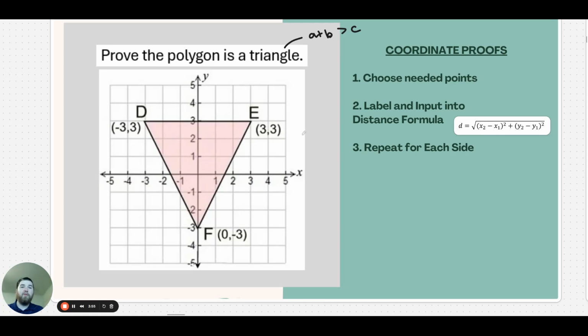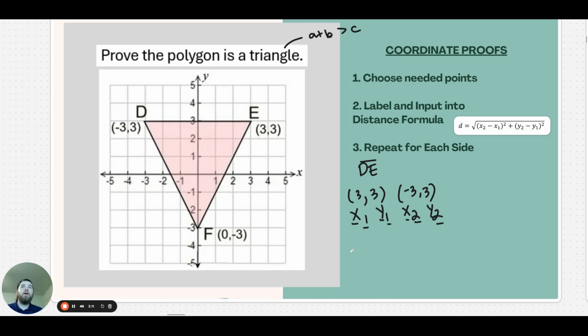I'm going to take it one step further and prove what type of triangle this is. The first thing we want to do is choose our needed points. Let's take a look at DE. We're going to choose our points: E is (3, 3) and D is (-3, 3). I'm going to label them and put them into my distance formula. So that's my first x, this is my second x, this is my first y, and this is my second y. It doesn't matter what order, as long as the numbers are consistent in each of those points and you have your x's first and your y's second.